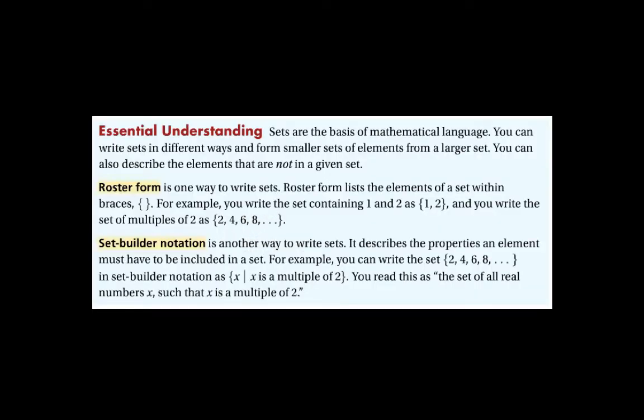Our other form, set builder notation. Set builder notation is another way to write sets. It describes the properties an element must have to be included in a set. For example, if we go back to our multiples of 2, we can write the set {2, 4, 6, 8, ...} in set builder notation as curly brace x. This little bar means so that or such that.